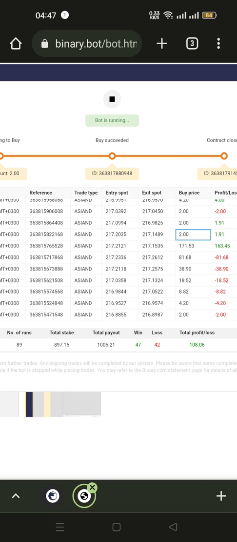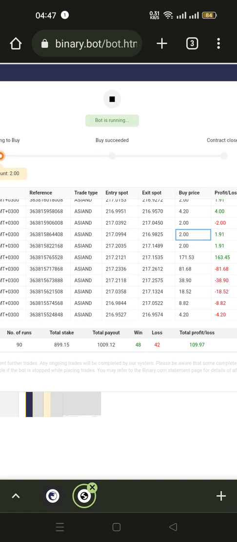Then stop loss. Don't put your stop loss too low, so that you hit it before you even recover. Secondly, don't put it too high, that it can end up blowing your account. Don't stake too high if your account is small. Those are the do's and don'ts in trading with binary bots. So make sure you take your time.